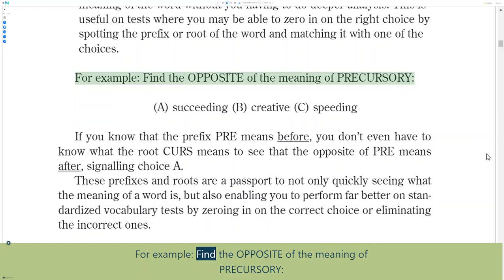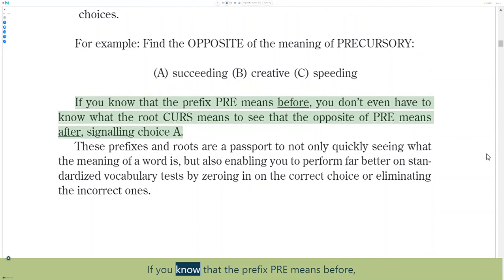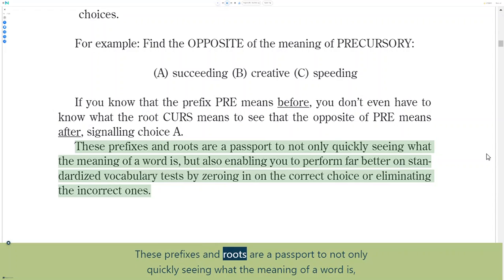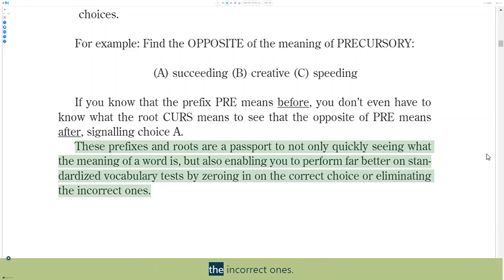For example, find the opposite of the meaning of precursory. A. Succeeding, B. Creative, C. Speeding. If you know that the prefix pre means before, you don't even have to know what the root curs means to see that the opposite of pre means after, signaling choice A. These prefixes and roots are a passport to not only quickly seeing what the meaning of a word is, but also enabling you to perform far better on standardized vocabulary tests by zeroing in on the correct choice, or eliminating the incorrect ones.